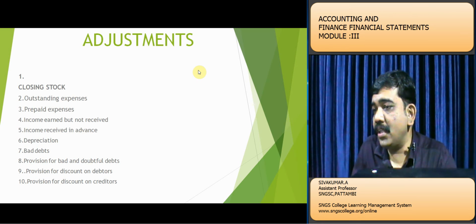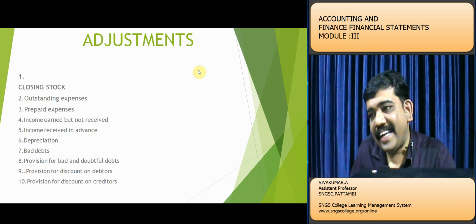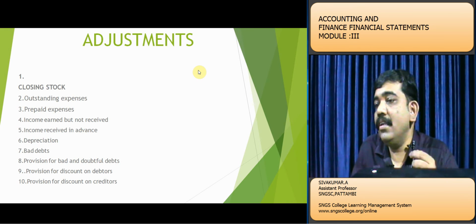What is the adjustment for depreciation? You have to first show depreciation as an expenditure in your profit and loss account. Second adjustment is you have to deduct depreciation from the relevant fixed asset in your balance sheet.